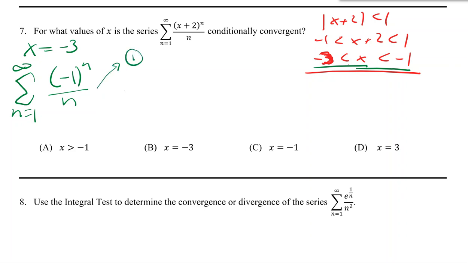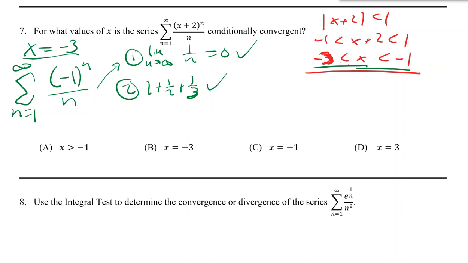If you don't want to memorize it, you have to do the 2 parts of the alternating series test. The limit as n goes to infinity of 1 over n needs to be 0, and it is. And then for 1 over n, each of the terms has to be getting closer to 0, which it is. So even though x equals negative 3 was not absolutely convergent, when I plug in negative 3, I can see that it does give me something that's convergent. So I know x equals negative 3 has to be part of my answer, which is not any of those.